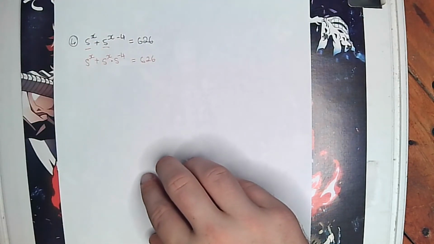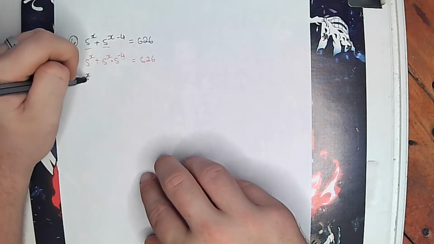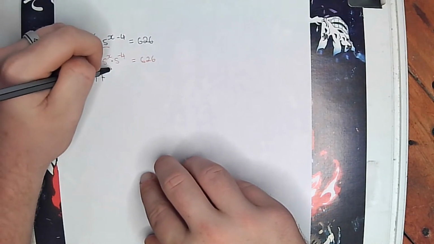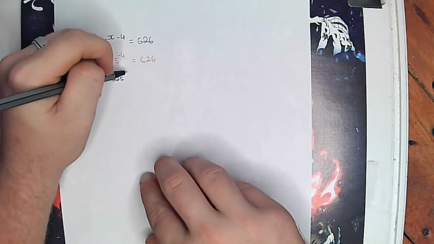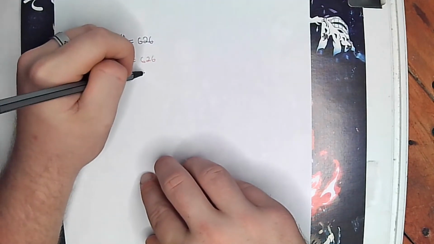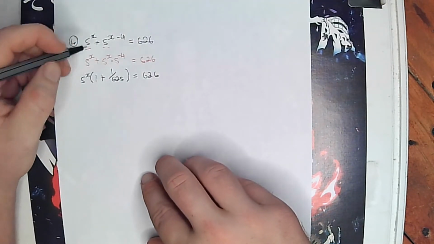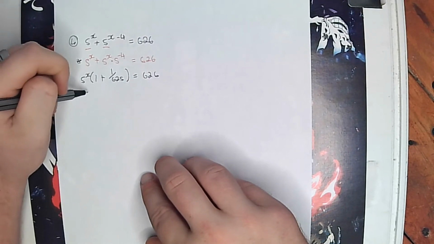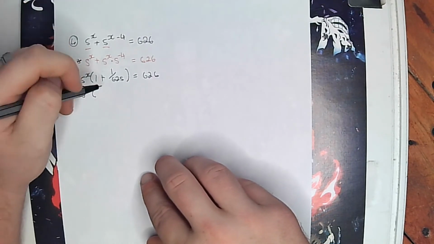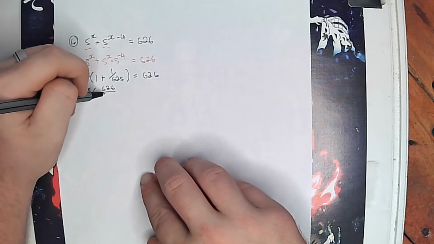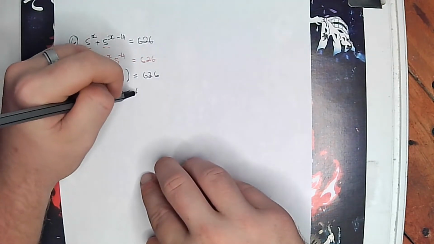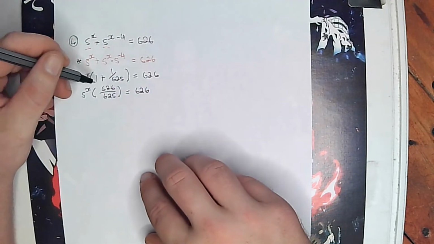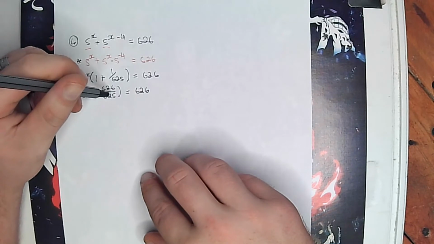And then I can factor out the 5^x. So if I factor out the 5^x, I'm left with 1 plus 1 over 625, which is equal to 626. I can simplify what's inside the brackets. So 5 to the power x, this would become 626 over 625, is equal to 626. Now if I want to get rid of this, I'd have to multiply with 625 over 626.